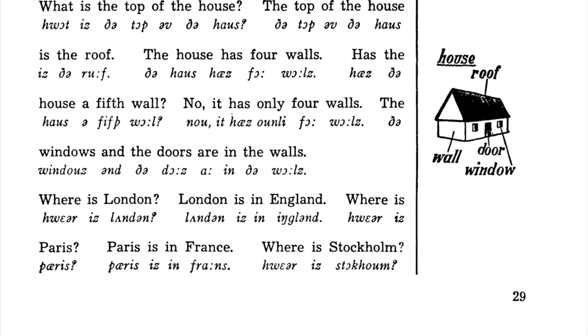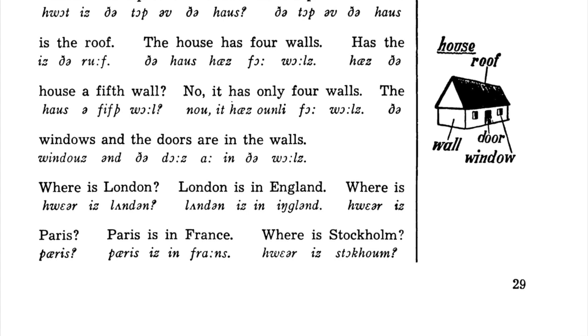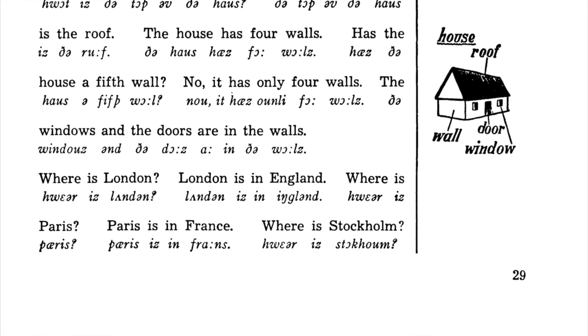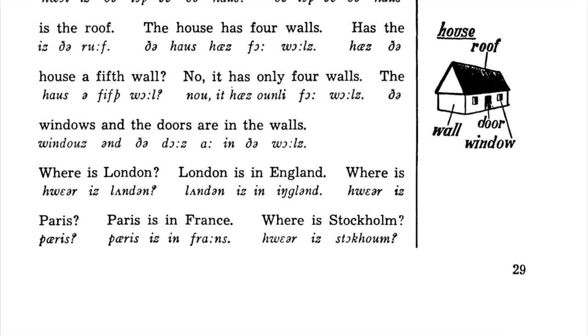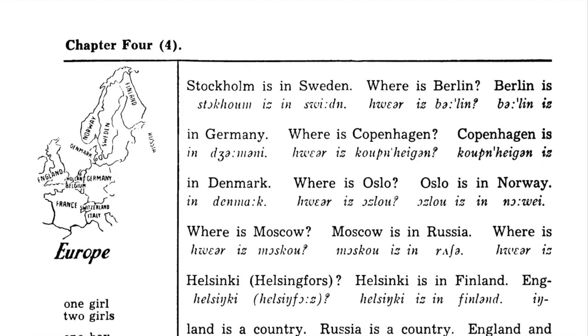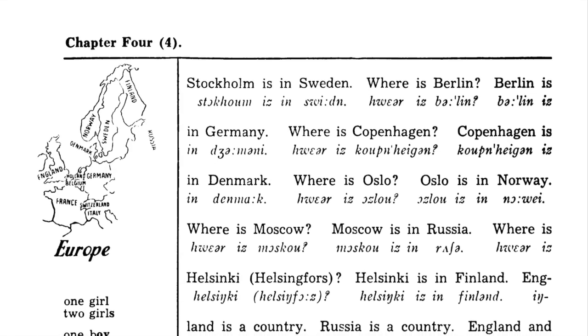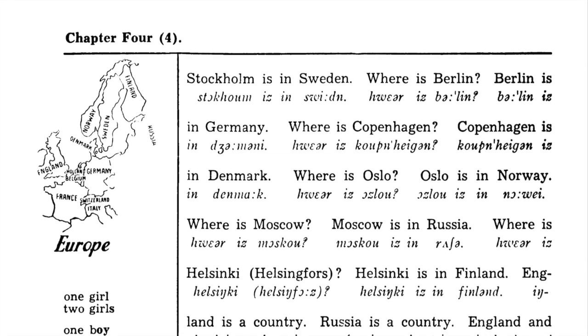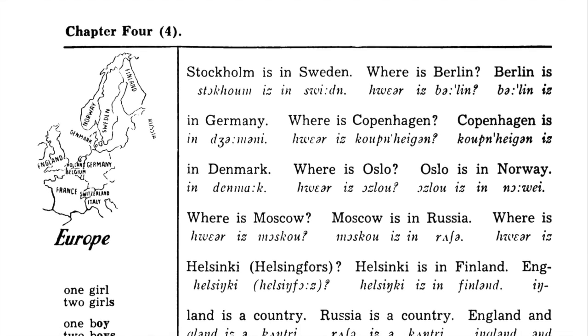Where is London? London is in England. Where is Paris? Paris is in France. Where is Stockholm? Stockholm is in Sweden. Where is Berlin? Berlin is in Germany.